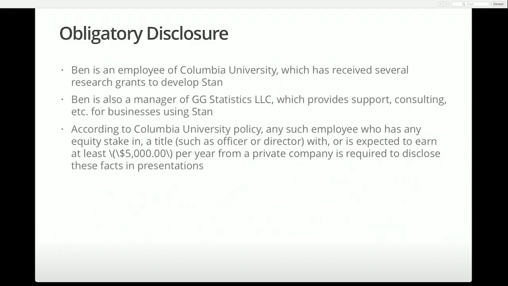However, when I do talk about Stan, I have to get this out of the way: as a Columbia University employee, and Columbia gets a lot of grants, I also do some stuff on the side. According to Columbia University policy, any such employee who meets a variety of criteria, such as expecting to earn more than $5,000 per year from a private company, is required to disclose these facts in presentations. So if you want to bribe me to say good things about your software, you have to pay in euros. Otherwise, I can't.